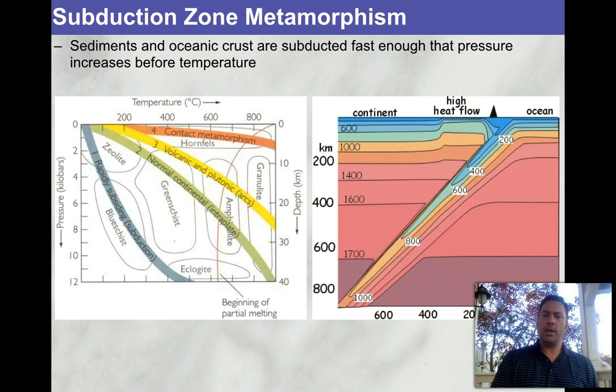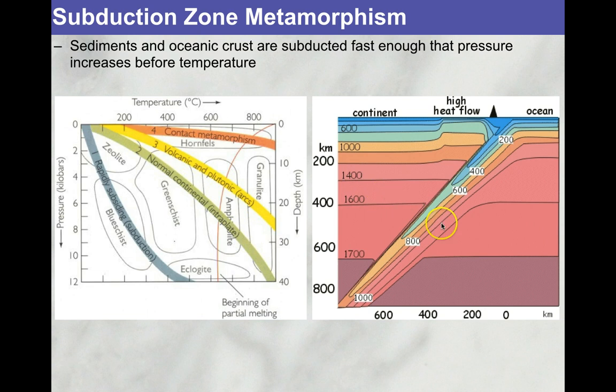All right, so there's another place where we get a lot of metamorphism of a different type. Besides the burial metamorphism and the contact metamorphism, we get subduction zone metamorphism, which is a type of very high pressure but relatively low temperature metamorphism. So sediments in oceanic crust are subducted fast enough that pressure increases before the temperature can adjust to it.